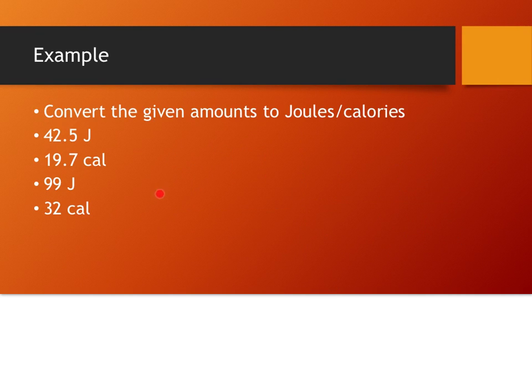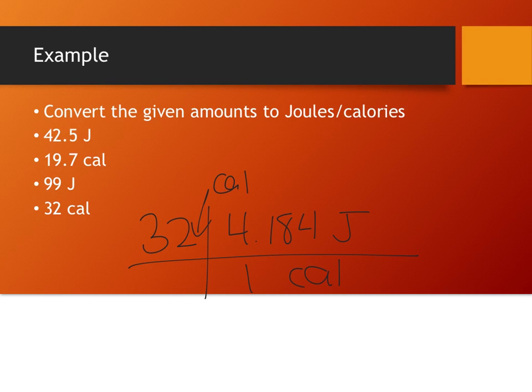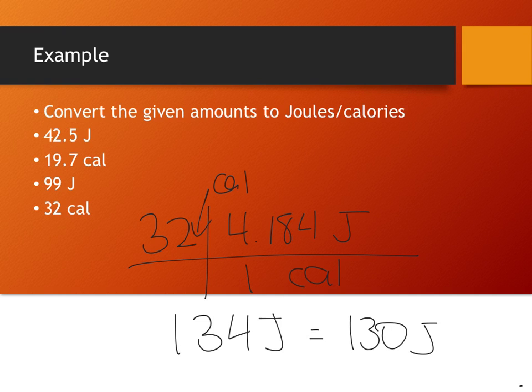For our last one, 32. Nope, sorry. 4.184 joules over 1 cal. Actually should be a cal here. Multiply that together, you get about 134 joules, which with sig figs technically is 130 joules. Both are fine though. I'm just trying to get used to using sig figs.